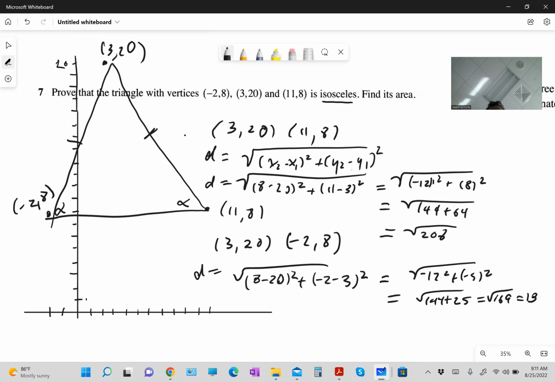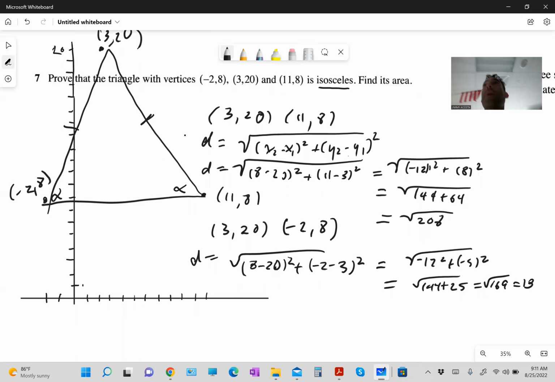And I'm like, oh no, man, I'm gonna have to do the other one. So now I have to do -2,8 and 11,8, because maybe that's the isosceles side. But the picture makes me think it's the other one. Maybe I just drew it wrong. So let's do the last one. It's gonna be -2,8 and 11,8.